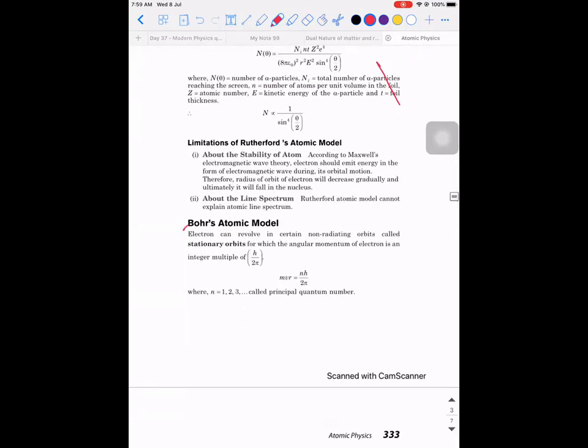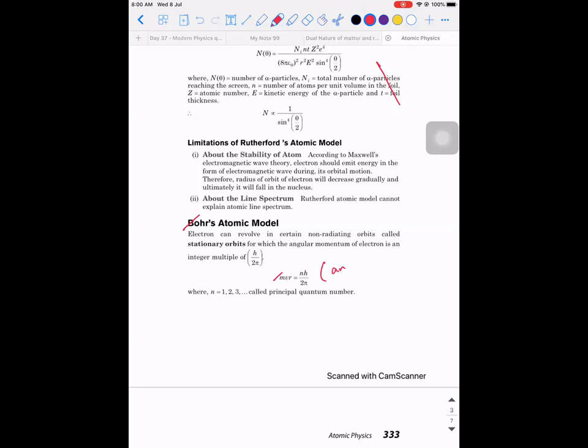Next, Bohr's atomic model. In Bohr's atomic model, all the questions will be based only on this model because you have many formulae only from here. So what does Bohr's atomic model actually have? What are all the formulae that you know? What is this formula? mvr is equal to nh by 2 pi. It's a second law.